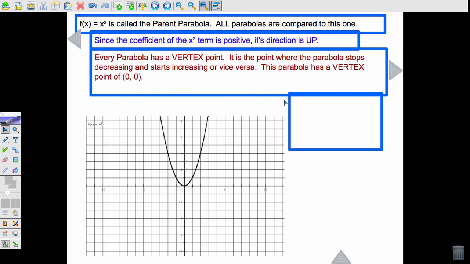Every parabola has a vertex point. That point is where your parabola either stops decreasing and then turns back up and starts increasing, or the other way: maybe it's increasing and then comes back down and starts decreasing. Wherever that is is called your vertex. This parabola has a vertex right here at 0, 0. So I'm going to mark that vertex with a red point. That's our vertex point.